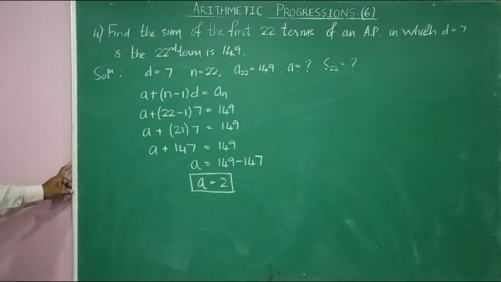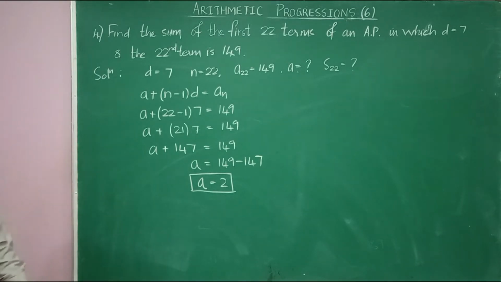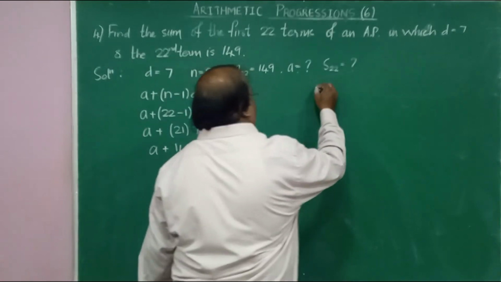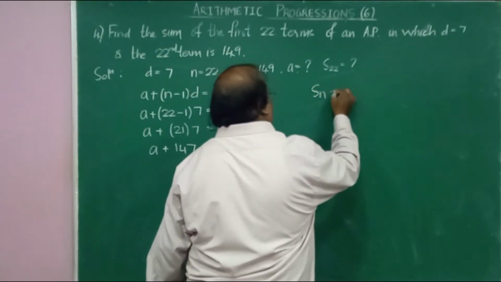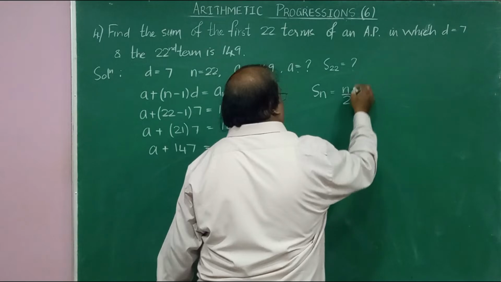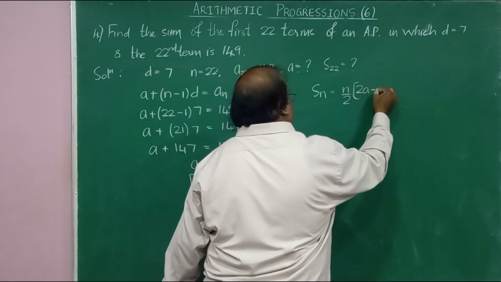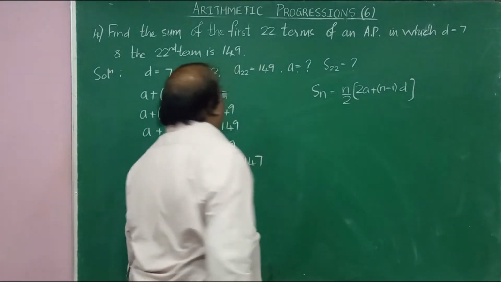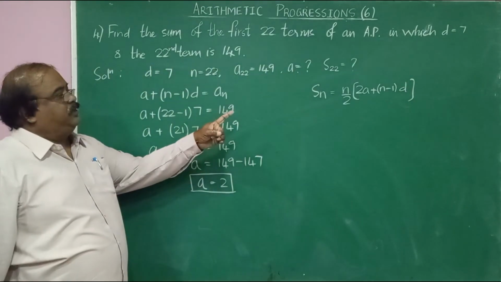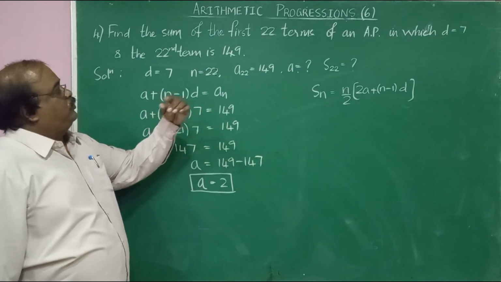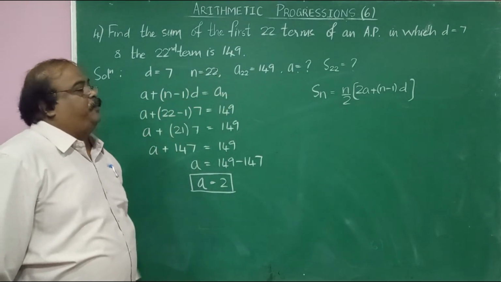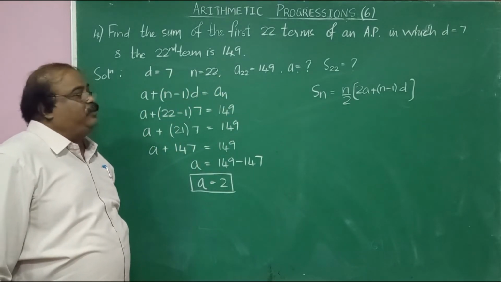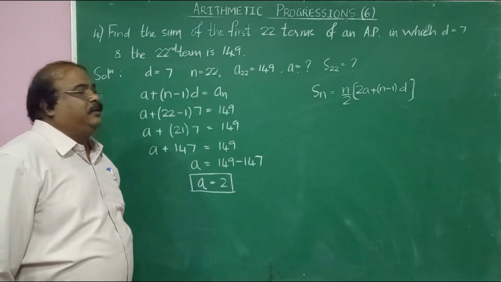Now once you know that the value of a is 2, let me find out what is S22. What are you asked to find out? S22. Let me use the formula. We know that Sn is equal to n upon 2 into bracket 2a plus (n minus 1) into d. I can use this formula. I can also use Sn is equal to n upon 2 into bracket a plus l. I can do the sum by both the formulas.